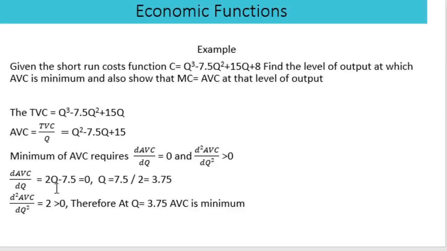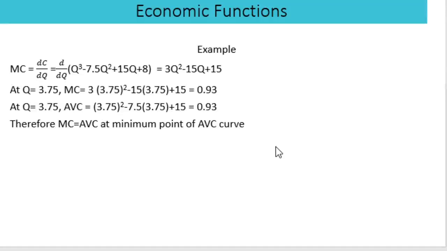And the second order condition is d square by dQ square of AVC. That is, take the differential of 2Q minus 7.5, that is 2, greater than 0. Therefore, at Q equal to 3.75, AVC is minimum. It is greater than 0. Therefore, at Q equal to 3.75, AVC is minimum.